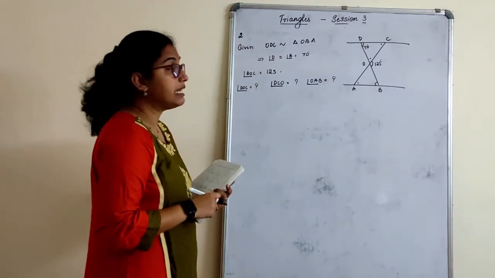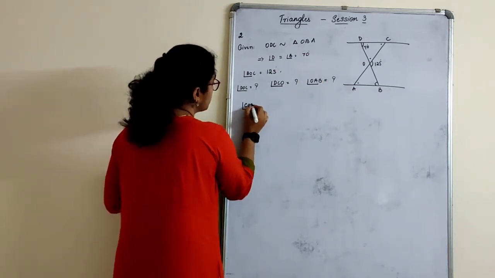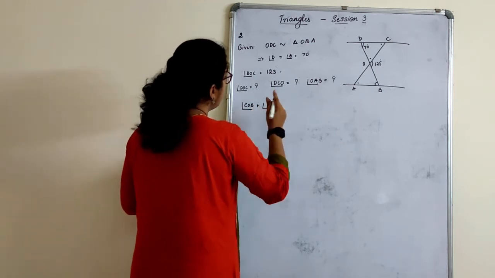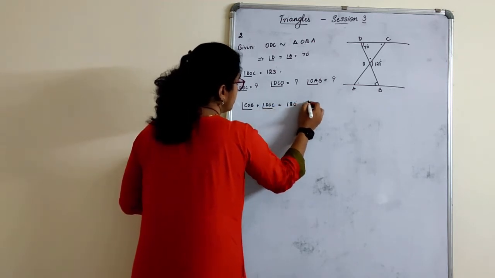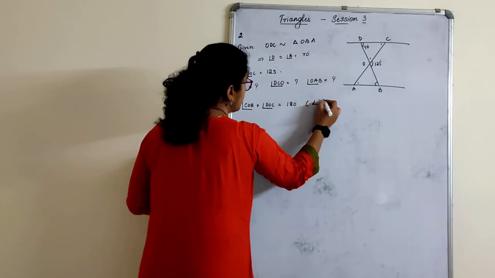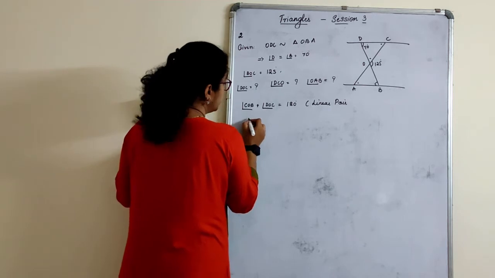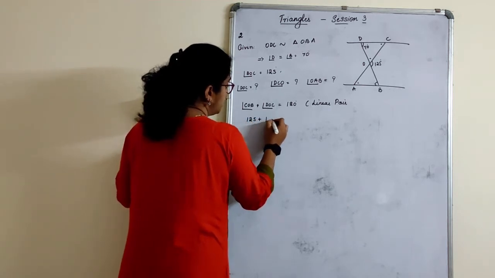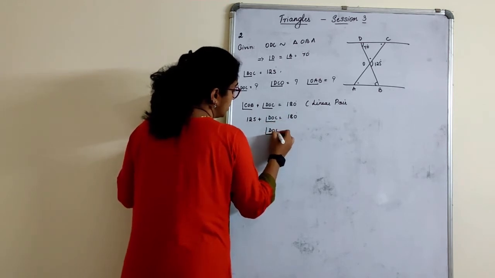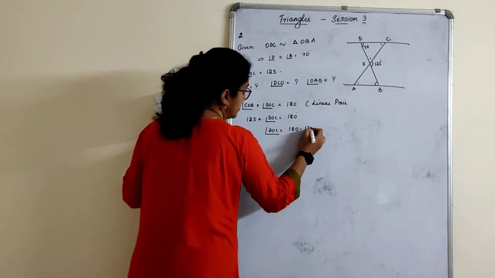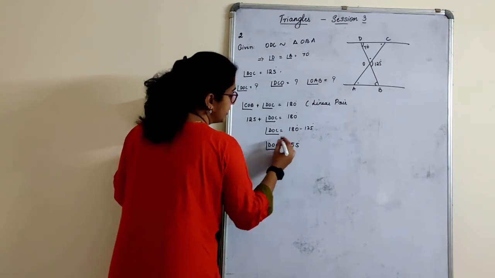We'll first use the linear pair property. So I will write here angle COB plus angle DOC is equal to 180. Reason? Linear pair. So COB is 125 plus angle DOC is equal to 180. Angle DOC is equal to 180 minus 125. Angle DOC is equal to 55 degrees.